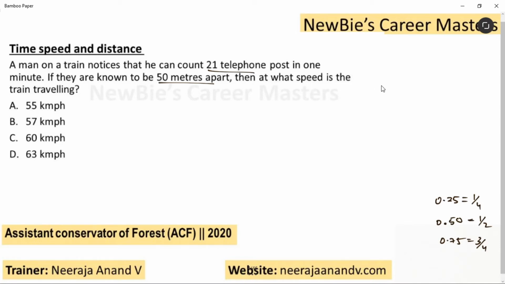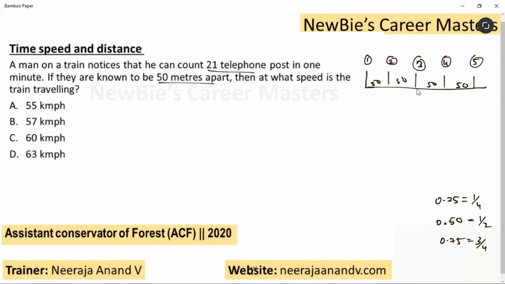Okay, let's take the example of 5 telephone posts. Now see here. First one, you have to start like this. First one, second one, third, fourth, and fifth. Okay, now see 50 meters apart, 50, 50, 50, 50. Okay, now see here 5 telephone posts, but how much distance?